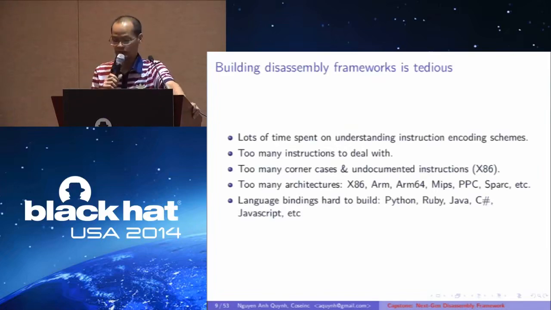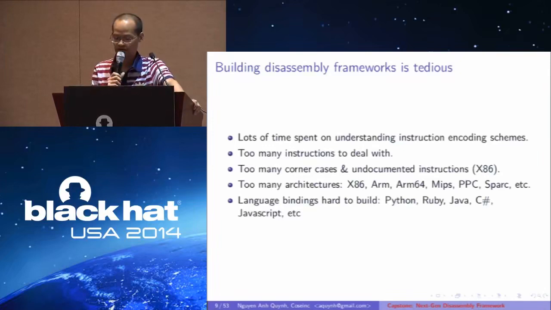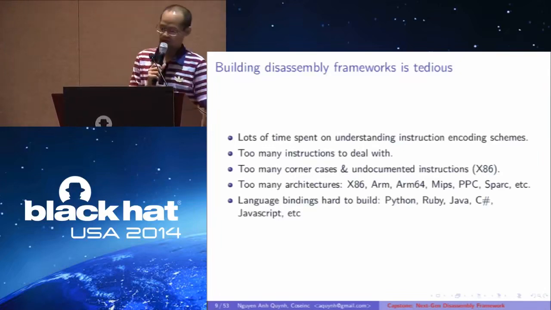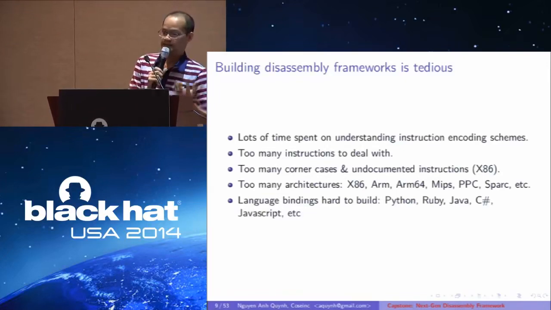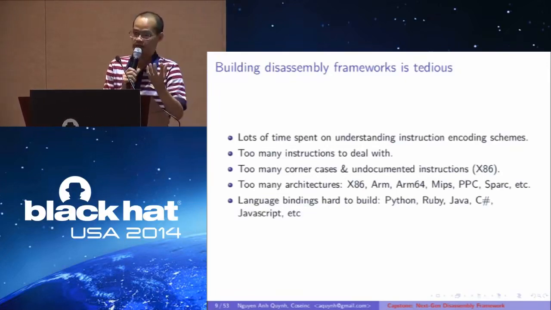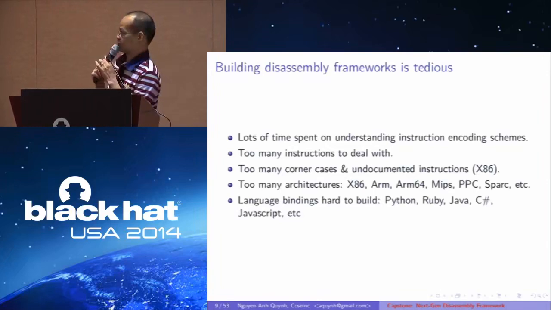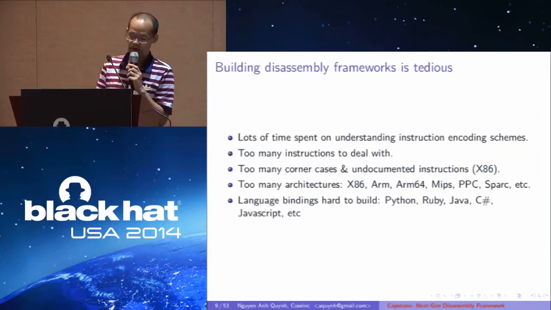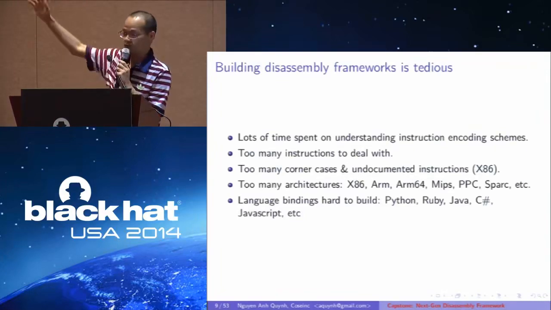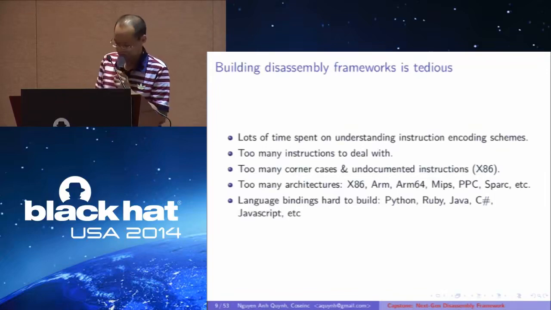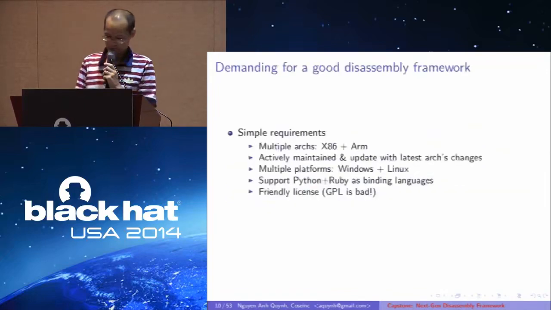And in case you want multi-architecture, there are many architectures to care about: x86, ARM, ARM64, MIPS, PowerPC, Sparc, and so on. And finally, to make your framework easy to use, you need to build bindings for it. People want Python, Ruby, Java, C#, JavaScript, and so on. So to have a good disassembly engine, you need to do all of those things. So it's very hard.